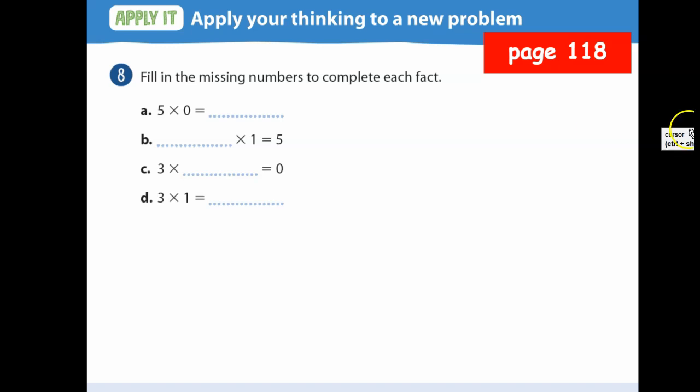Okay, you tell me what to fill in. It says fill in the missing numbers to complete each fact. 5 times 0? Zero. One number times 1 gives me 5. 5. 3 times 1 gives me 0. 0. And 3 times 1? 3. Boom. Make that 0 better. Like that. Okay. Perfect.